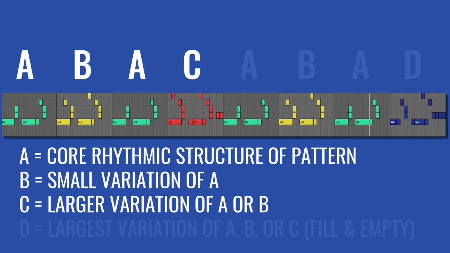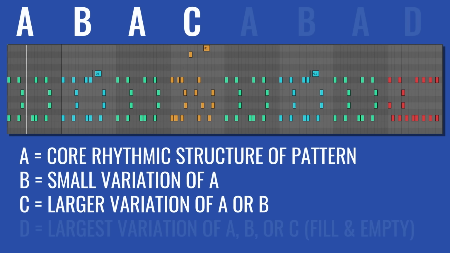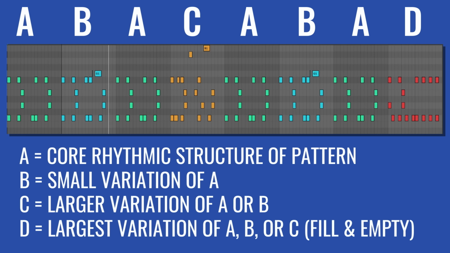C section. This will introduce a slightly bigger variation from bar B, but it doesn't need to incorporate B's changes, though it can. At the end of our 8-bar phrase, we hit D. D is where we might introduce a fill or empty, depending on the vibe of our piece.